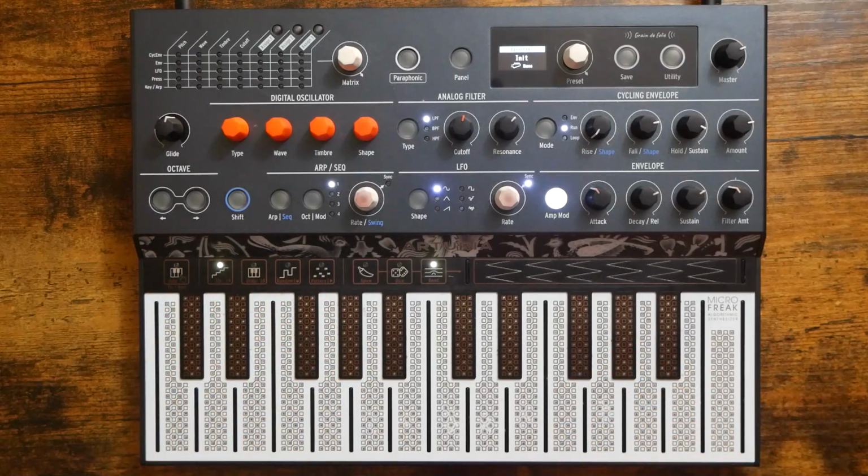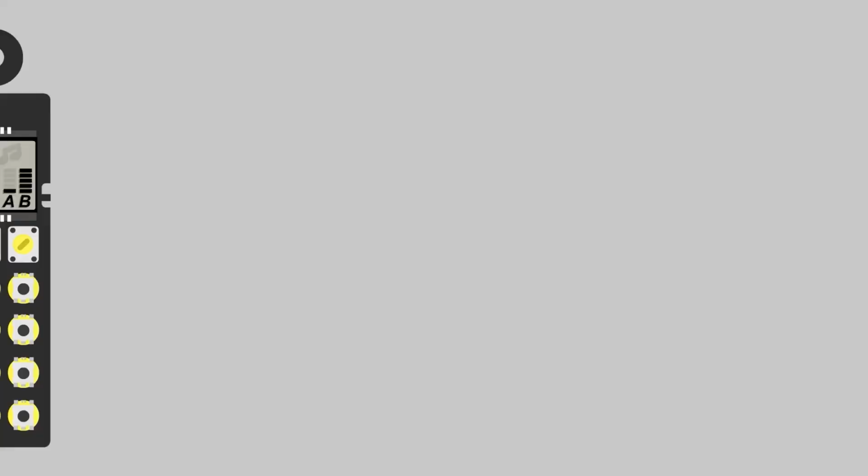Today, we're looking at a Microfreak modulation source that I've never used.